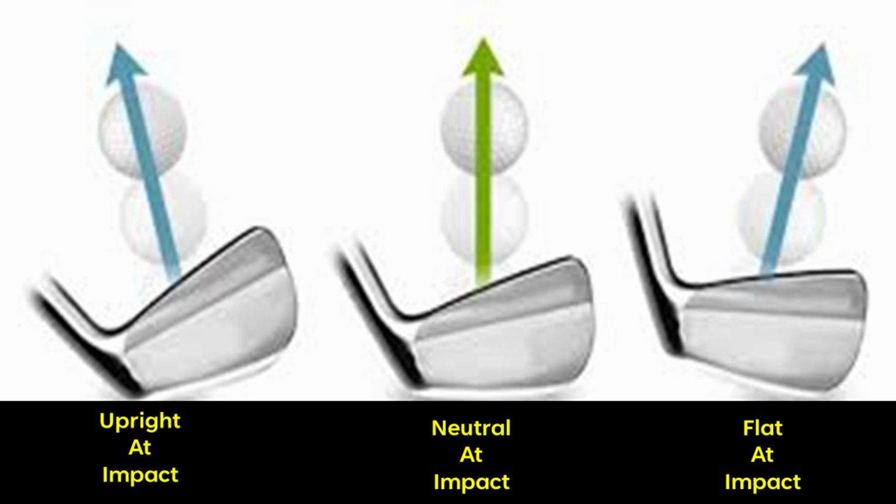So toe down, the ball would tend to fly to the right. Toe up, the ball flies to the left. Theoretically, dead flat neutral, the ball is going to fly straight. And this diagram assumes that the swing and the club face were square. And we're going to get into that a little bit also.